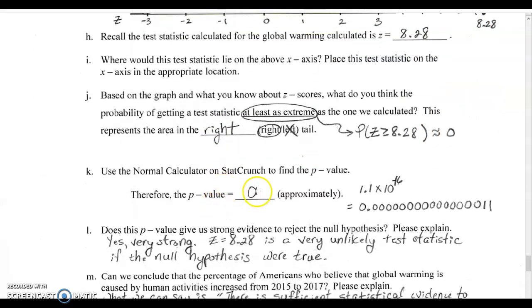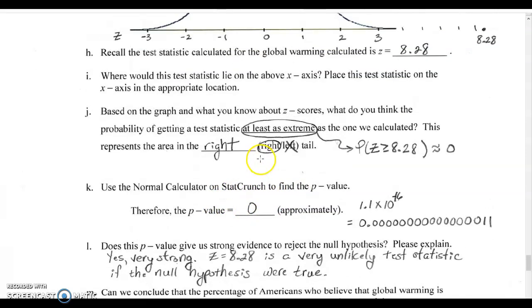If we use a StatCrunch normal calculator, which I won't do right now, but you all could do that, put in a mean of the p-naught, which remember was 0.55, put in the standard deviation, which is the square root of p-naught times 1 minus p-naught over the sample size of 1,000, and then say what's the probability of getting a test statistic more than 0.68. Or if I change them to z-scores, do a mean of 0, standard deviation of 1, and say what's the probability of getting z more than 8.28.